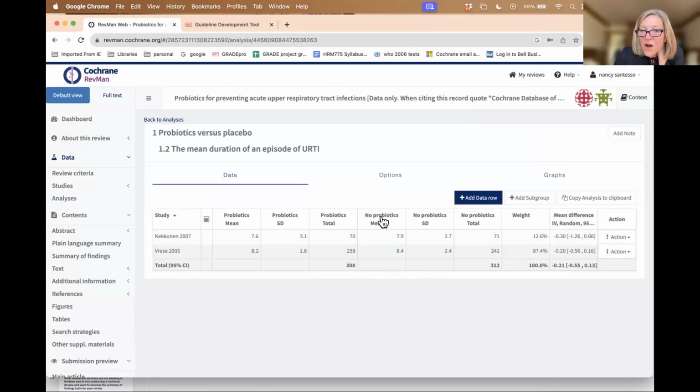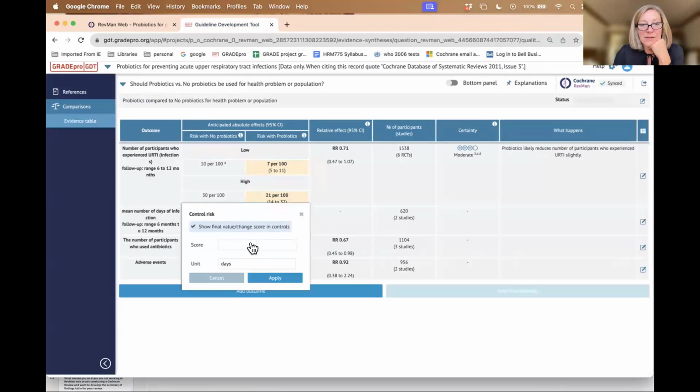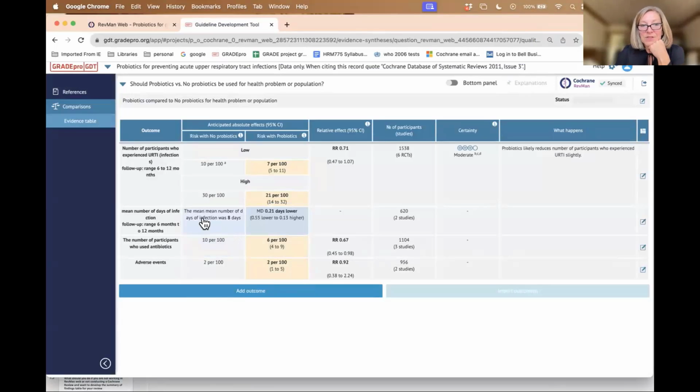When someone is not taking probiotics, the mean number of days is probably a combination of 7.9 and 8.4. That's the no probiotics number of days that someone has an infection. So I'm going to enter 8. I'm going to put in 8 days. That's the baseline number of days. And I'm just going to put a mean, and I'm going to put 8, and apply that. So now I have that in.